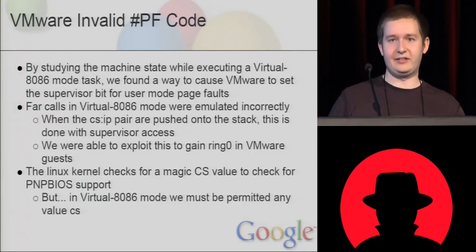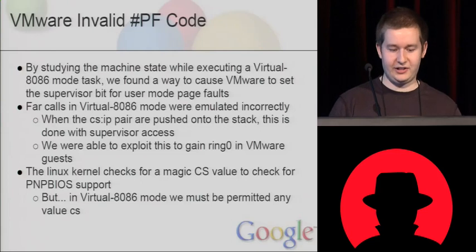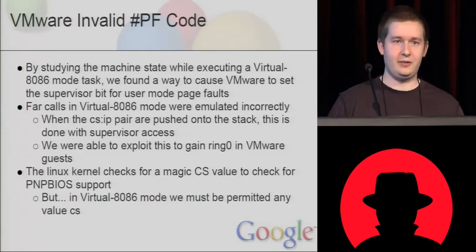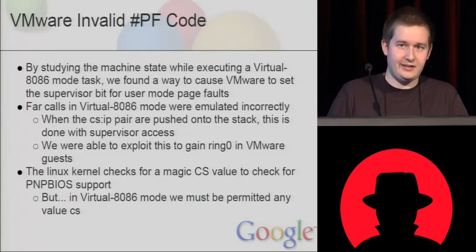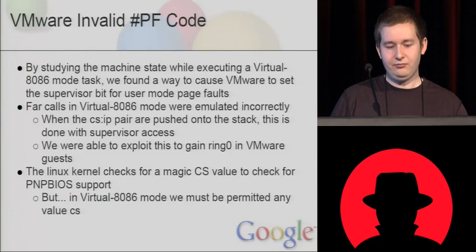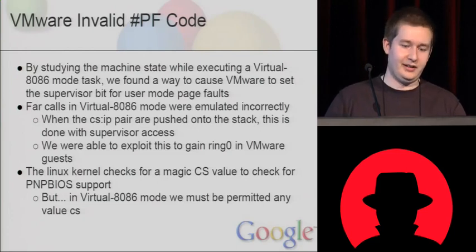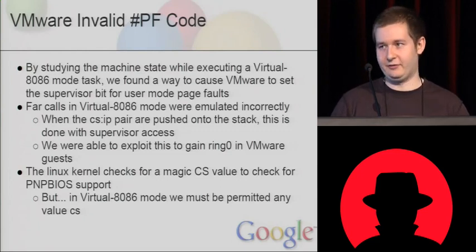Addresses are 16 bits in real mode, but the address space is 20 bits. You do this by shifting CS and adding it to IP. So in order to access the full 20-bit address space, you need to be able to set any CS value. This has a special meaning in protected mode, but in real mode it doesn't mean anything. It's just part of the address calculation to form a physical address.